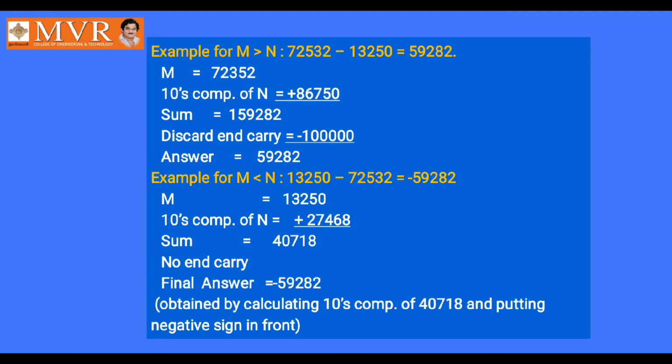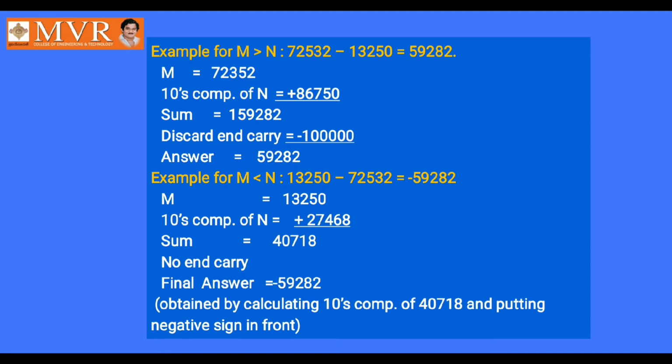You see here, I have taken an example. M value is 72,532, N value is 13,250. This is case 1, M is greater than N. So the actual result you get is 59,282, which is a positive value. So how did I tell you to perform this? First you have to find out the 10's complement of N.